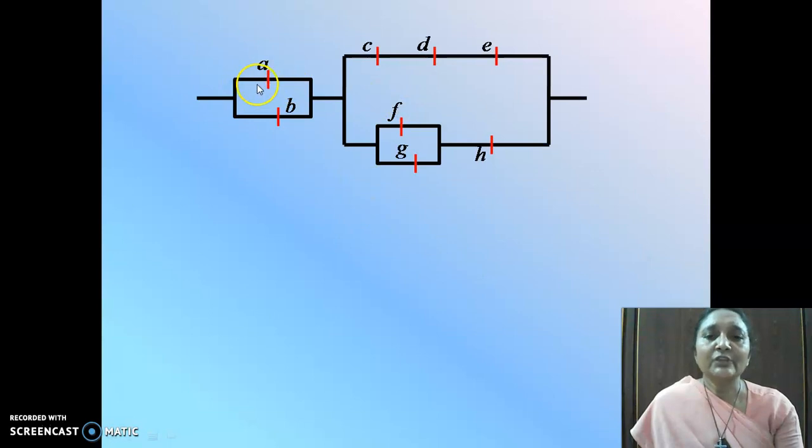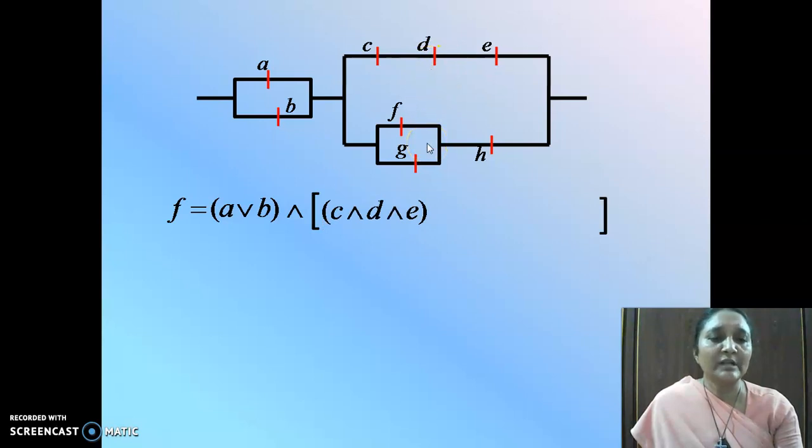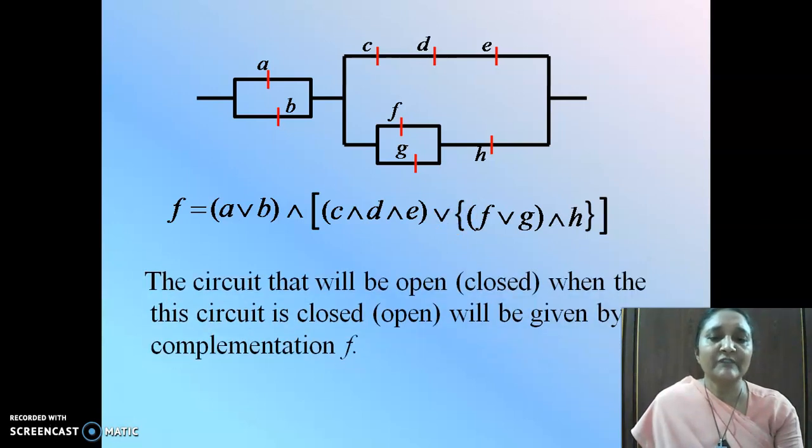Here if you look at the circuit, it is connected in parallel. So we have the function f is equal to A join B, and this is again connected in series with this whole circuit, so you have the meet operation. And again if you look at the second circuit, you have your switches C, D and E connected in series. And this is again connected in parallel with another circuit where F and G are connected in parallel, and F and G are again connected in series with the switch H. Now this is the function and we have to find the complement of this function f.